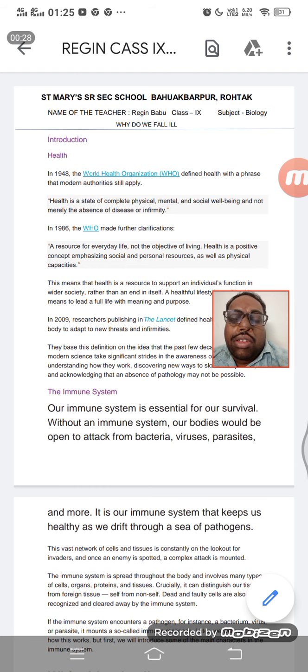Before entering this chapter, we know that all the humans inside this earth are getting diseases. Not only humans, animals and plants, all of them are getting diseases. Why exactly we are getting diseases is unknown, but we know only one thing: it is the life cycle of that particular organism.